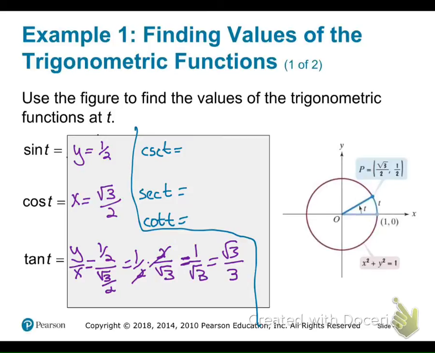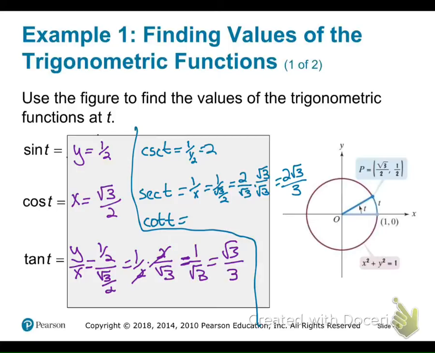Okay, so how do we define cosecant? 1 over y. Or I wrote on my page 1 over sine. So 1 over y, which is 1 over 1/2, which we know is 2, right? 2. Okay, we have secant. How did we define that? 1 over x, which is 1 over the square root of 3 over 2. Same thing as 2 over the square root of 3. We have to rationalize. We end up with 2 square root of 3 over 3.